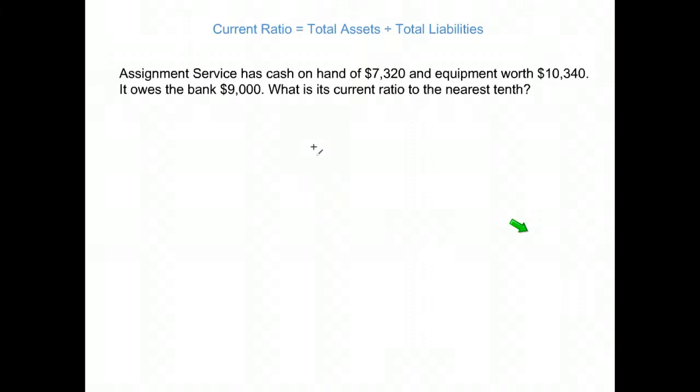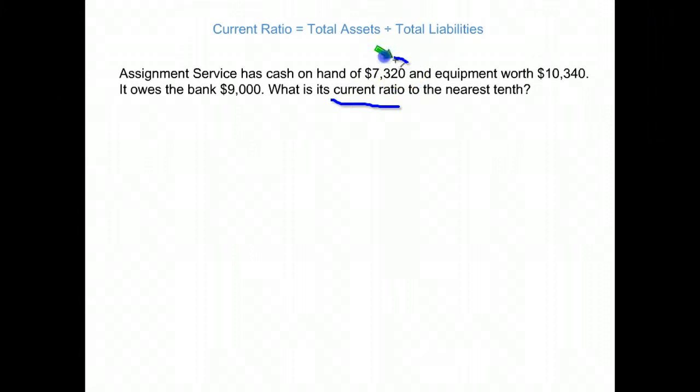Okay, this is a review of the last lesson. Also, the current ratio is the ratio of your assets to liabilities. You want to keep that number above 1 so that you know that you're bringing in more than you owe. Okay, it says assignment services has cash on hand of $7,320 and equipment worth $10,340. It owes the bank $9,000. What is the current ratio to the nearest tenth? So again, we're going to take total assets divided by total liabilities.